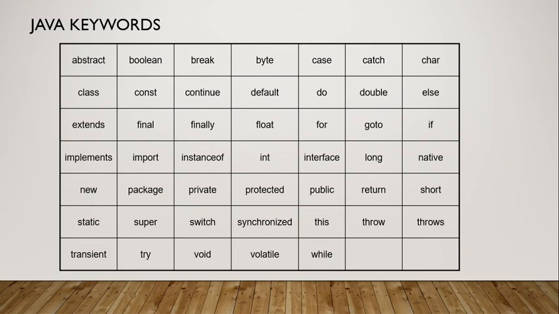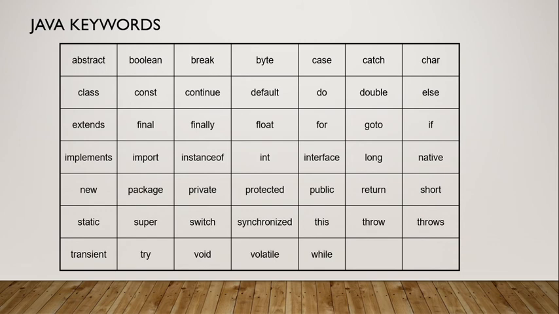Case. Java case keyword is used with the switch statements to mark blocks of text. Catch. Java catch keyword is used to catch the exceptions generated by try statements. It must be used after the try block only. Char. Java char keyword is used to declare a variable that can hold unsigned 16-bit Unicode characters. Class. Java class keyword is used to declare a class.